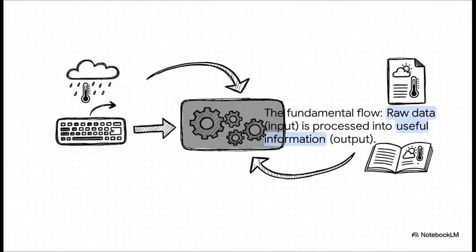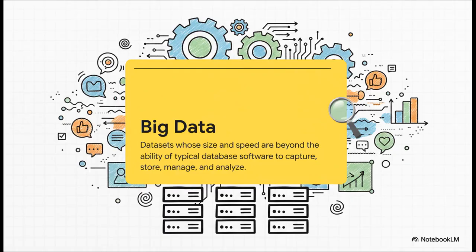A computer system takes in raw data as input. I mean, that could be you typing on your keyboard, or it could be a sensor out in a field collecting weather data. Then it processes that data, and finally, it produces useful information as output, like a finished report or a 5-day forecast. Input, process, output. And today, the amount of data we're talking about is, well, it's just staggering. We're talking about what's called big data.